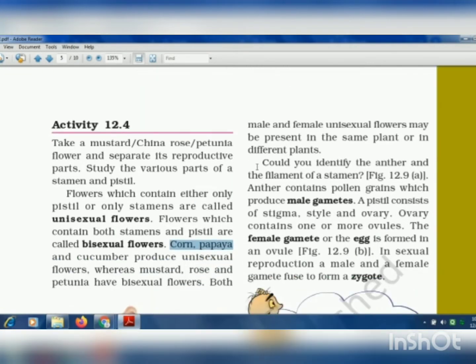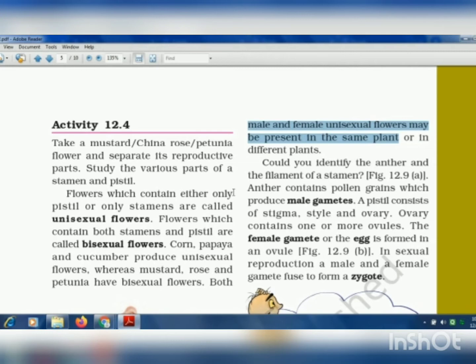Now, male and female unisexual flowers may be present on the same plant or on different plants. For example, if you have two papaya plants, in one papaya plant there may be many flowers. Similarly, in the other papaya plant also there may be many flowers. So it is not necessary that if one flower in the first papaya plant is male, then all the flowers will have the male part. Different flowers will differ, some will have the female part, some will have the male part.